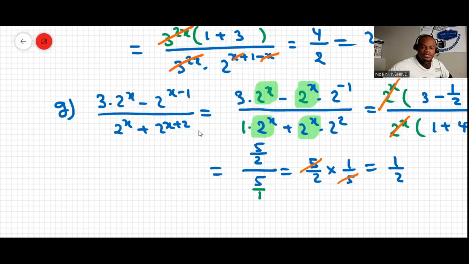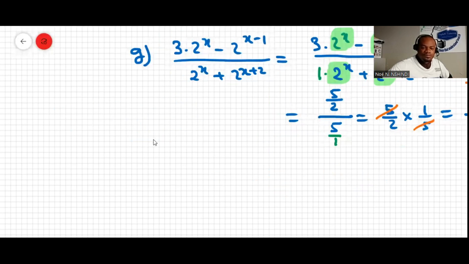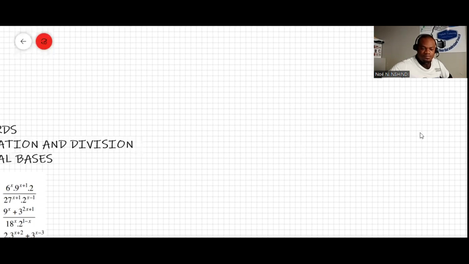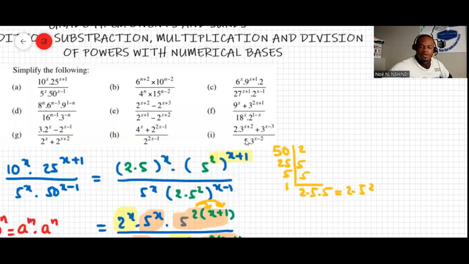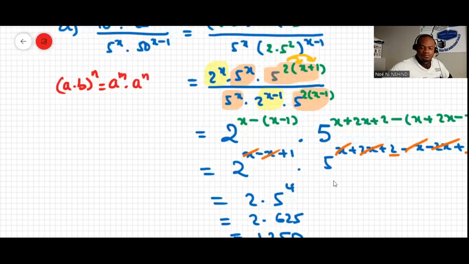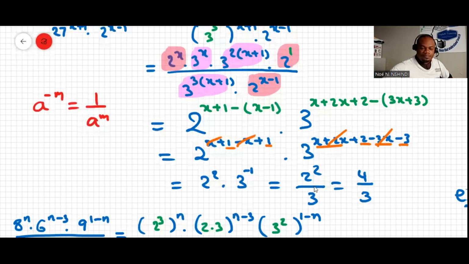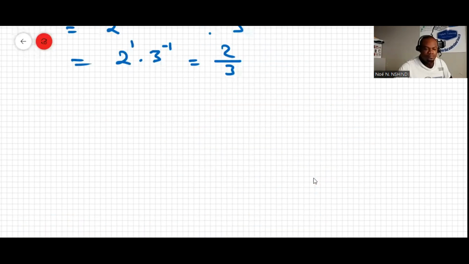Now we can also do H. H is here, and then we do I. H says 4 to the x plus 2 to the 2x minus 1 all over 2 to the 2x minus 1.